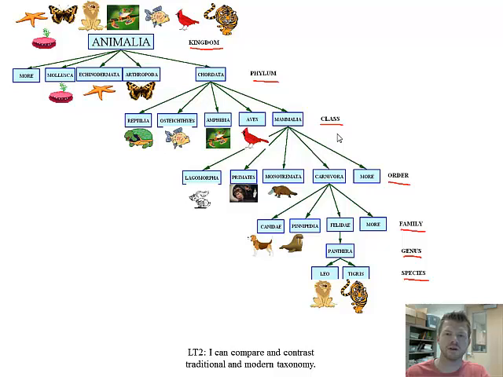So if 2 organisms share only the phylum level, that means they're not very closely related. Class level, they're a little more closely related. Order level, even more closely. Family level, even more closely. If they share the same genus, they're very closely related, and they may even be able to breed together even though they're not the exact same species.